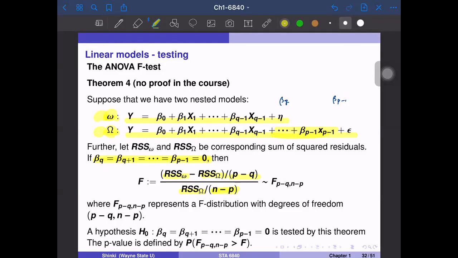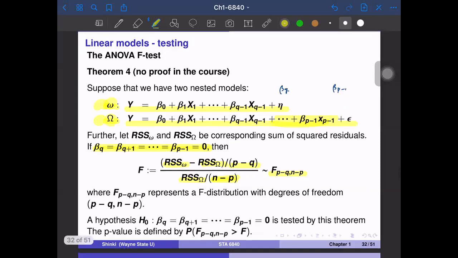Then this random variable follows the F distribution with degrees of freedom p minus q and n minus p. The F distribution has two parameters, and its shape depends on these two degrees of freedom. p minus q is called the numerator degrees of freedom, and n minus p is called the denominator degrees of freedom.